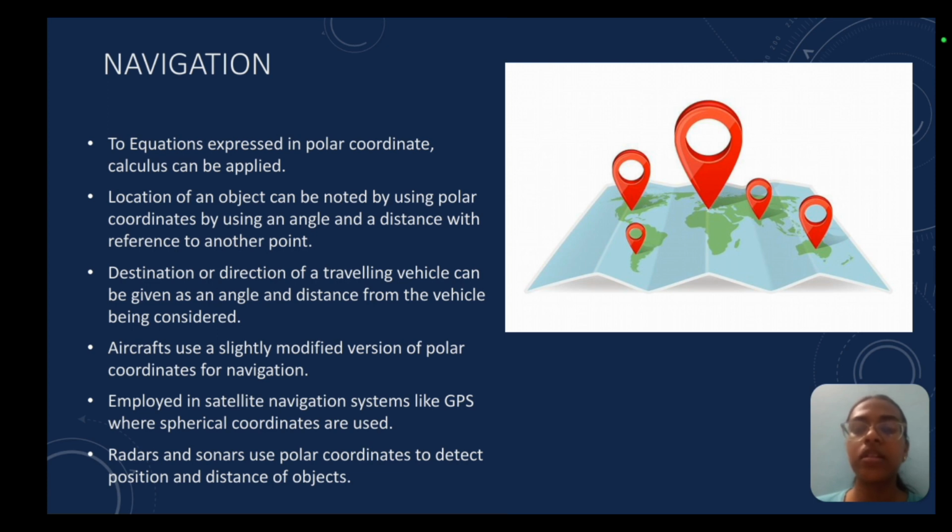For instance, aircraft use a slightly modified version of polar coordinates for navigation. They have also been employed in satellite navigation systems like GPS. Radars and sonars also use polar coordinates to detect the position and distance of objects.